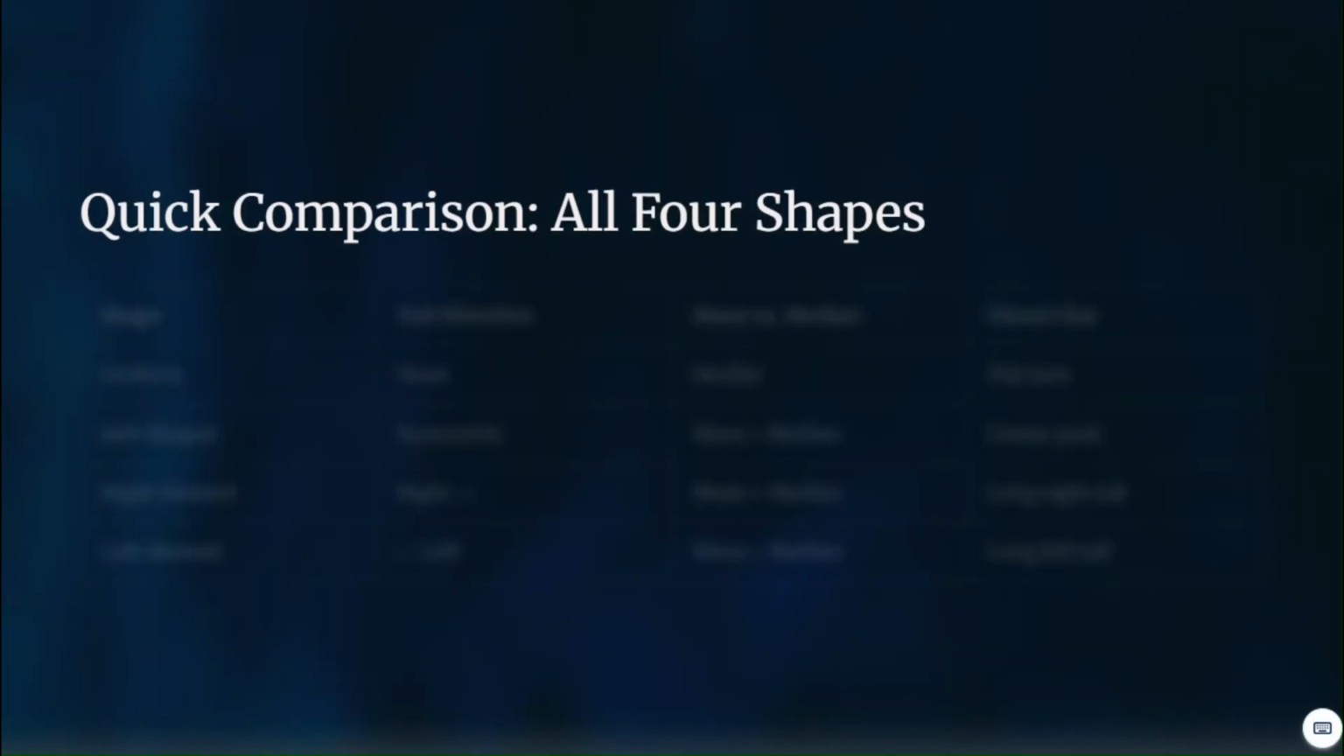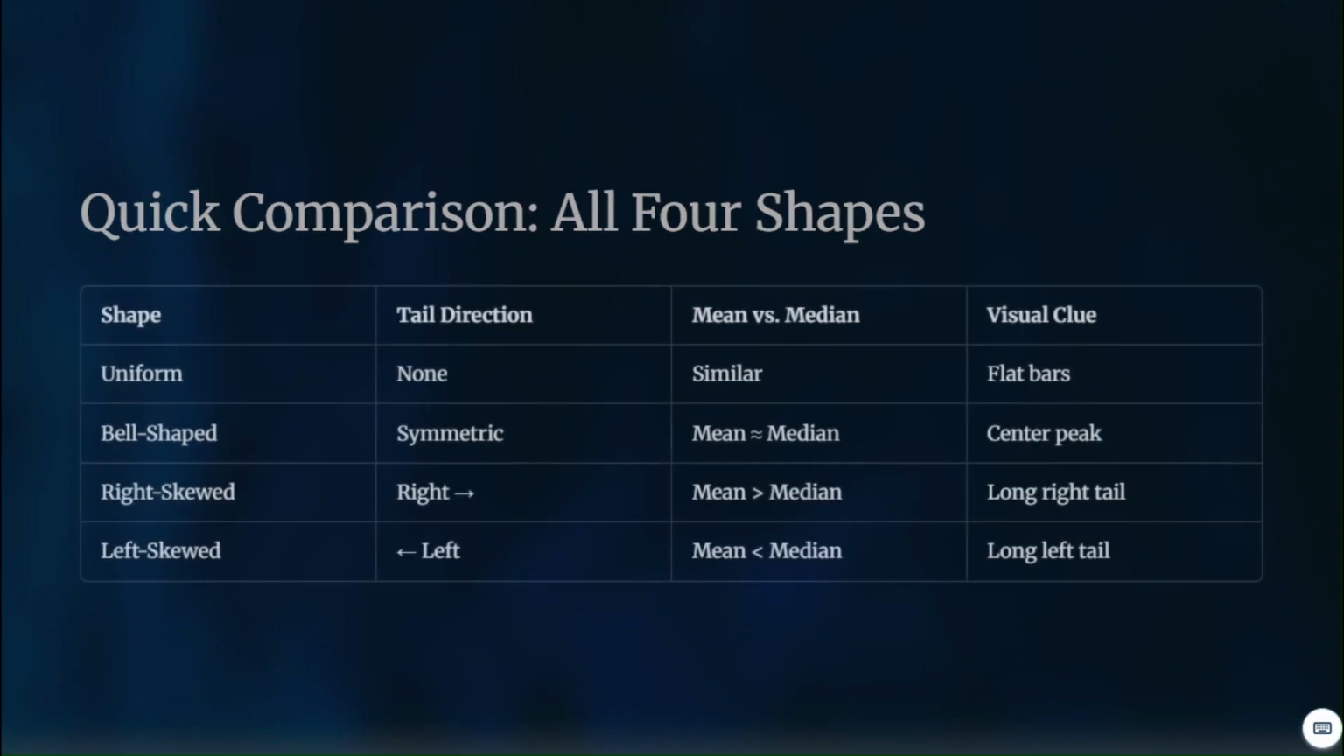So here are your four shapes at a glance. The uniform distribution is roughly flat. All intervals occur with approximately the same frequency. There's no tail, and the mean and the median will be similar in this case. The bell-shaped distribution is symmetric with a center peak, and the mean is approximately equal to the median, if not equal. Then we have the right-skewed distribution.